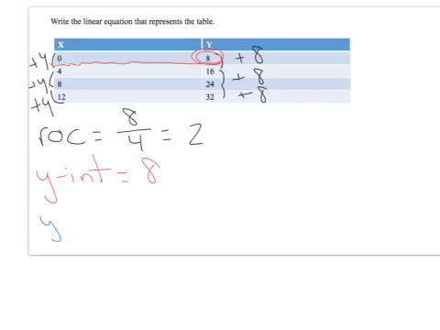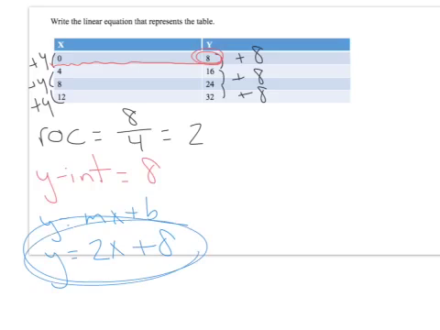So then fill in your equation, your y equals mx plus b. So y equals, m is our slope or our rate of change, so 2, put an x beside it, plus our y-intercept, which is 8, and there's our answer.